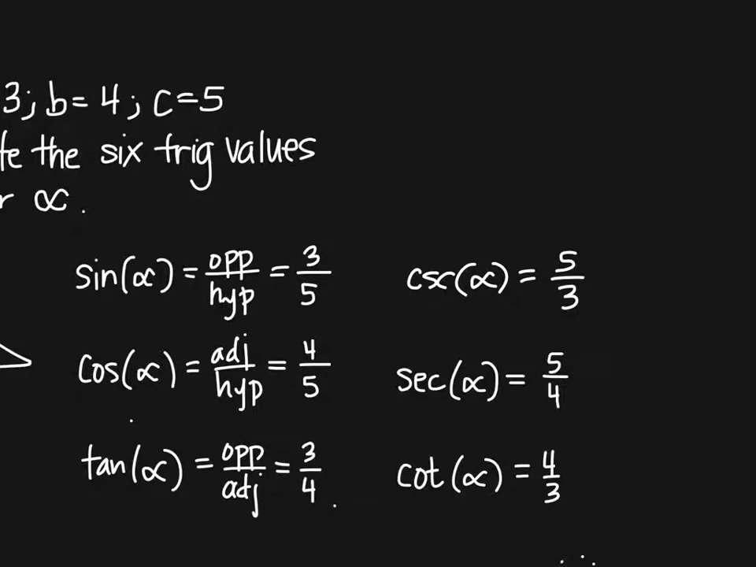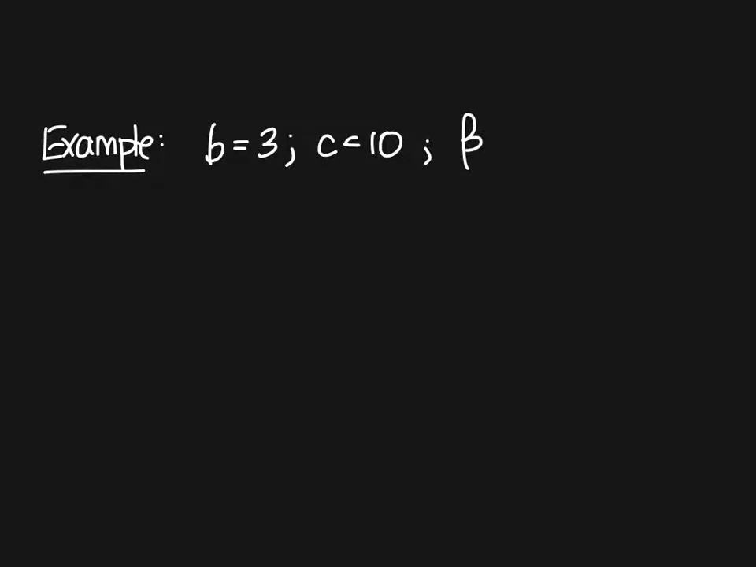All right, let's try a different set of numbers. So our next example, our next SOHCAHTOA example, let's work with B to be 3, C to be 10, and we're going to work on the beta angle. So B is 3, C is 10, and we're going to work on the beta angle. We're going to find all 6, same as before. So we'll set it up.